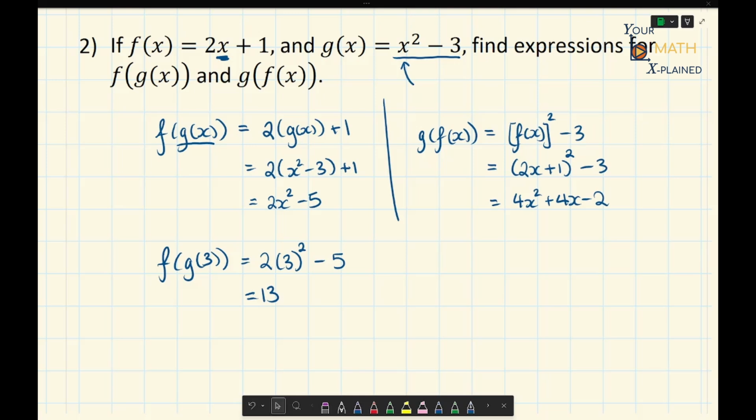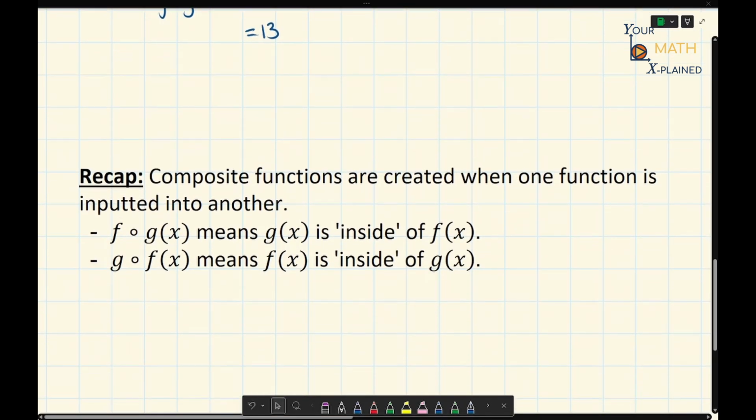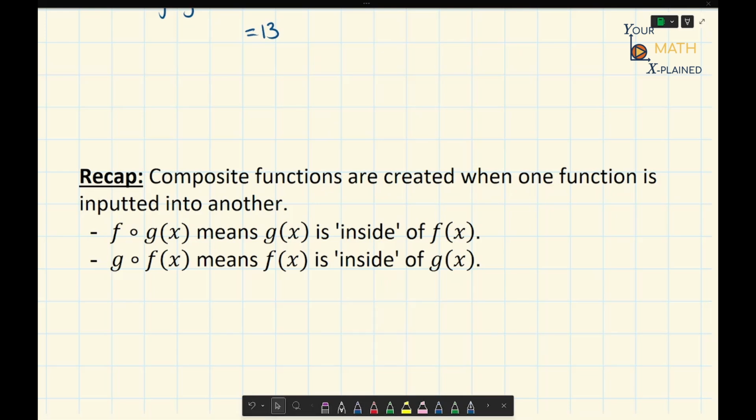So, to recap, the notation f of g of x is different from g of f of x. Composite functions are created when one function is inputted into another. When we have f of g of x, g is the inside function, and it goes inside f of x. But if we have g of f of x, then that means f is the inside function, and that is going into the function g of x.